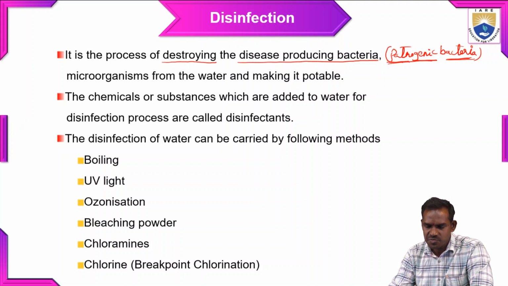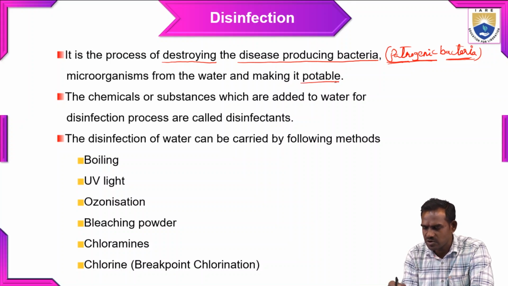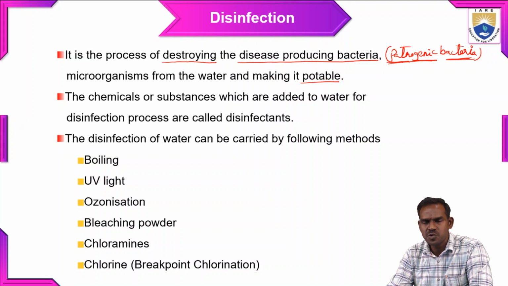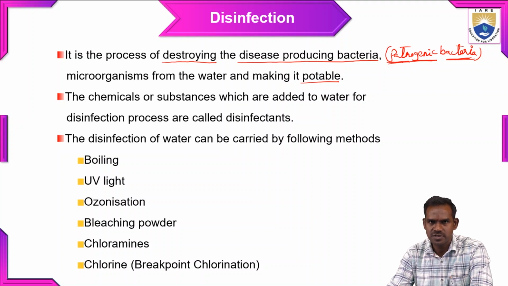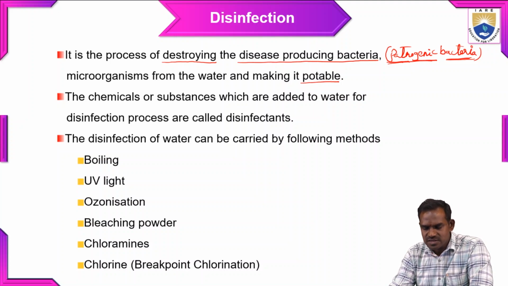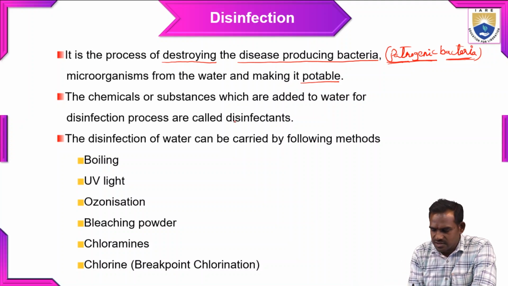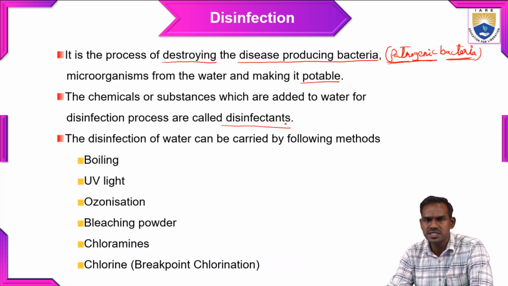The process of disinfection is to get potable water. Finally, we will get water safe for drinking, which is nothing but potable water. So disinfection is the process of removal, destroying or killing of pathogenic bacteria, meaning disease causing bacteria present in water, to make the water potable, meaning fit for drinking. The chemicals or substances used for this disinfection process are called disinfectants.